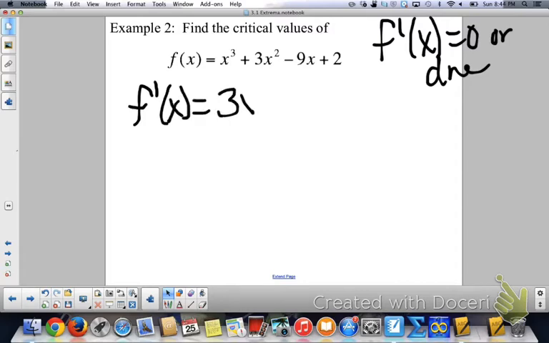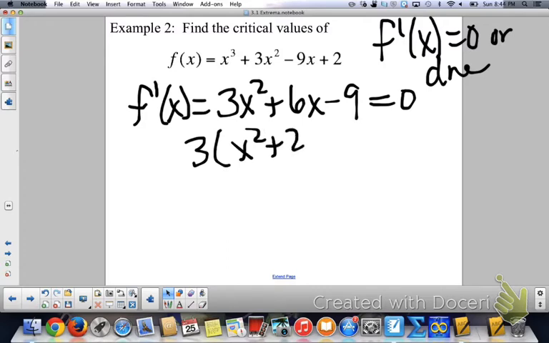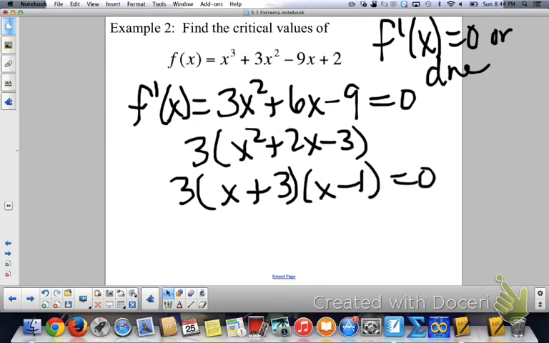So derivative 3x squared plus 6x minus 9, and we're going to set that equal to 0. And so factor out 3. And then we factor, that's going to be what? x plus 3, x minus 1. So we have critical values at -3 and +1. And it's as simple as that to find your critical values.